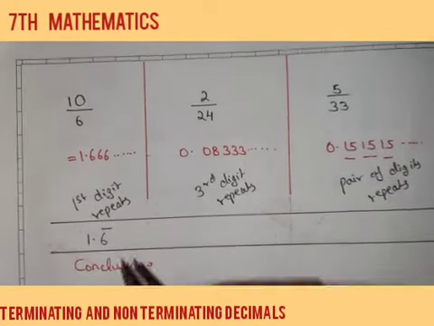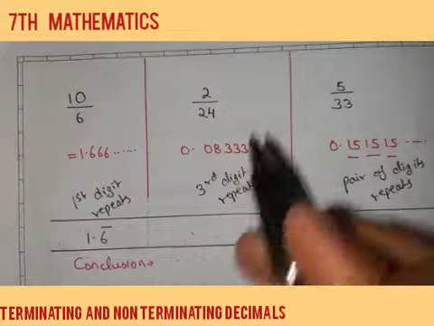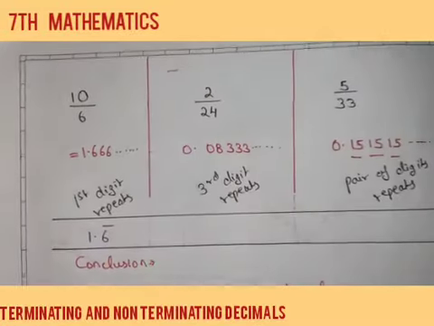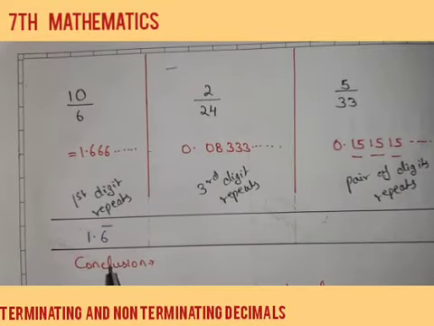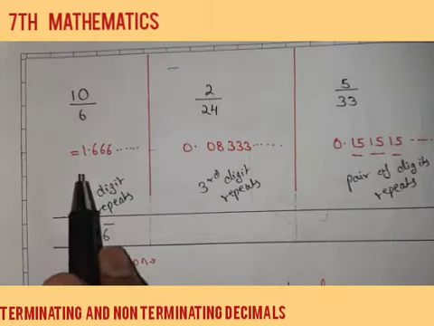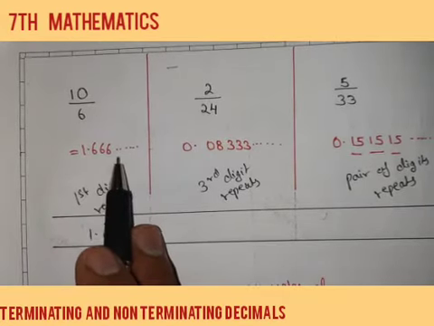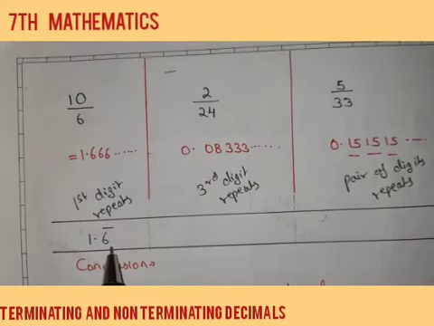1.6 bar. This horizontal line, this is known as bar. Bar means a digit is getting repeated. But there is a proper way. Since here after the decimal only 6 is getting repeated, we will write here 1.6 bar.